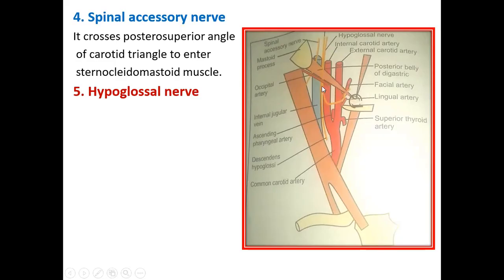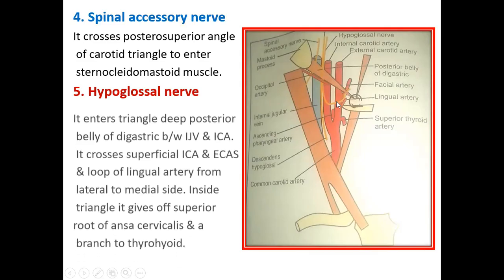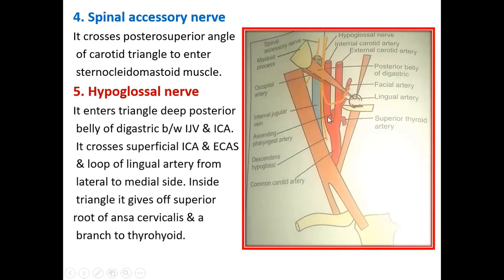Then this nerve crosses superficially the internal carotid artery and external carotid artery. Then it forms a loop around the lingual artery from lateral to medial side. In this triangle, the hypoglossal nerve gives off the superior root of ansa cervicalis and one branch to the thyrohyoid muscle. The next content of the carotid triangle is the nerve called the ansa cervicalis.